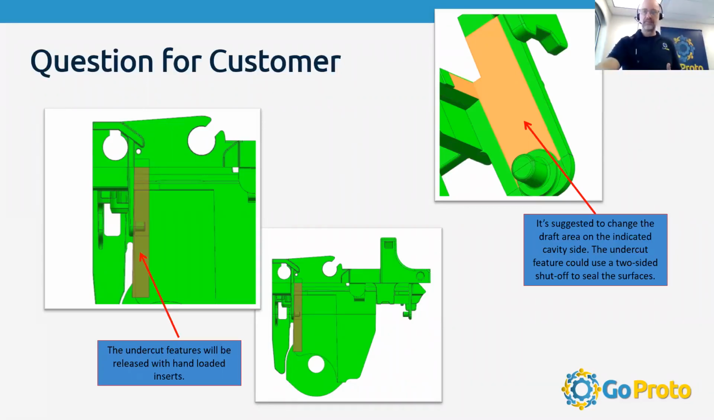And then on the right, we talk about how we might want to change the draft here. This feature can be made with a 2-sided shutoff. Matt said earlier, a shutoff is where the steel meets together and doesn't allow plastic to form. So 2-sided just means it's on 2 sides. We're indicating that the draft is going to be different there than it will be on the feature on the opposite side of the part. We just want to make sure and clarify that so that the customer understands what's going to be done in that area.